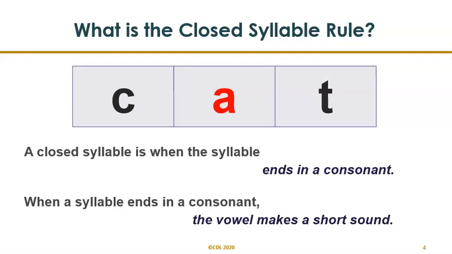We need to remember, what is the closed syllable rule? A closed syllable is when the syllable ends in a consonant. And when that syllable ends in a consonant, the vowel makes a short sound. Let's look at this word cat. It's a one-syllable word, cat. It ends in a consonant. There's the letter T. So that vowel is going to make a short sound. And we know that short A says a, cat.